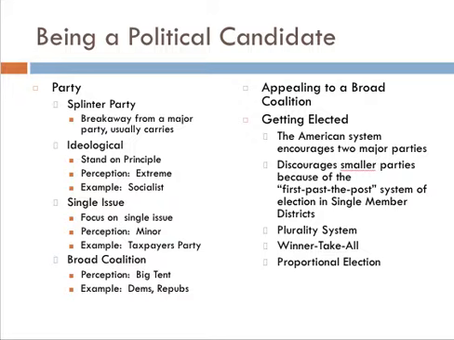And then there's broad coalitions, which are your Democrats and Republicans. Those are your two big political parties that have a lot of pull. You want to appeal to a broad coalition. Again, most votes wins. And when you're trying to get elected, the American system encourages those two because it's most votes win. So those two major political parties are going to run against each other. A third minor party doesn't really get anything for second place. So you want to be part of one of those parties most likely.